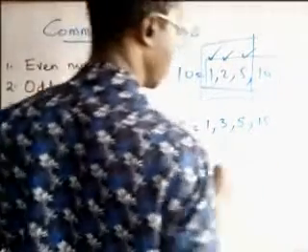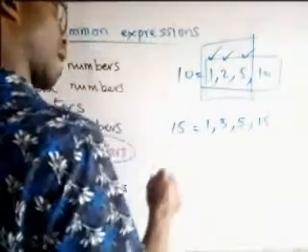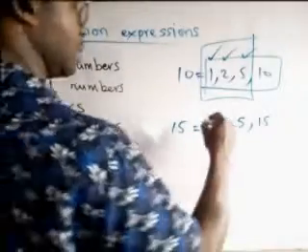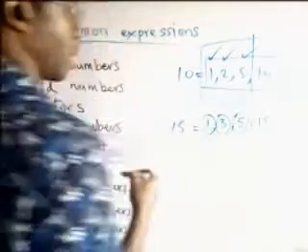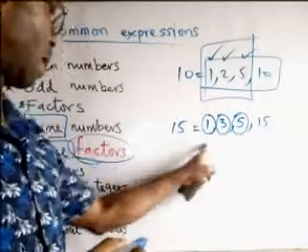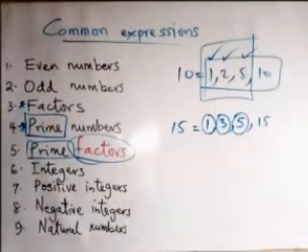Among all these numbers, which of these numbers are prime numbers? This is a prime number. This is also a prime number. This is also a prime number. So these are now called prime factors of 15. So let's go to integers.